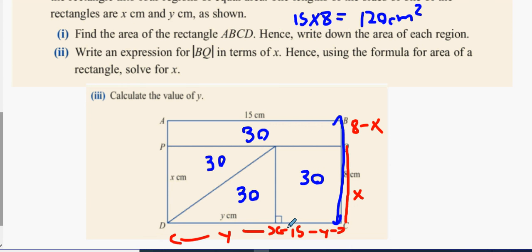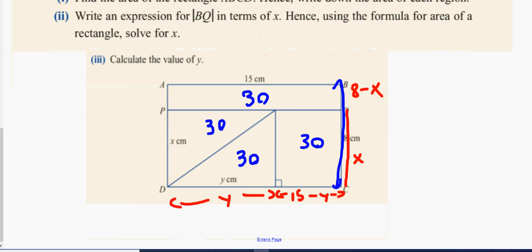Now, use the formula for the area of a rectangle, solve for x. Okay, let's see what we can do here. Which rectangle is the easy one? I say this one here. Why? Length times width is 30. So 15 multiplied by 8 minus x ends up to be equal to 30.